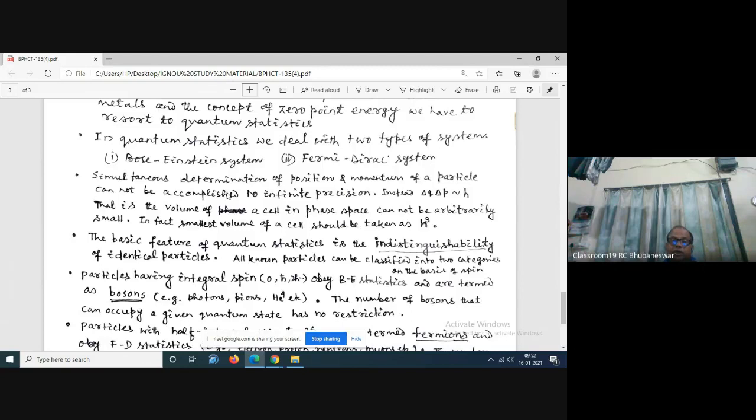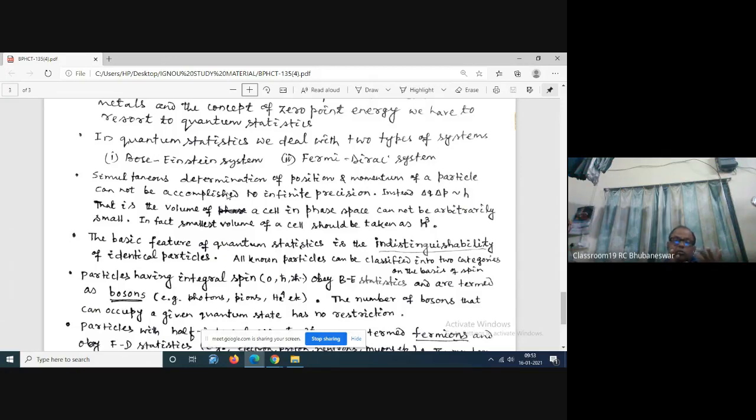So rather we say that del Q, the change in position, Q is a generalized coordinate for the position, and del P, the change in momentum, the product is equal to h. Del Q, del P equal to h, Planck's constant here. So there may be confusion, there is h cubed, right, the volume element. So the volume of a cell in phase space cannot be arbitrarily small. In fact, the smallest volume of a cell should be taken as h cubed. That is the phase space volume.